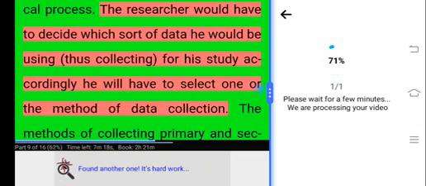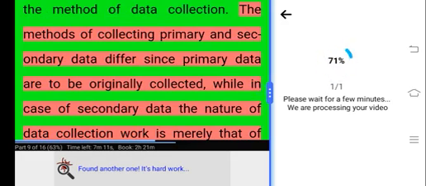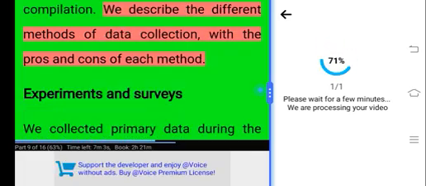The researcher has to decide which sort of data he would be using, thus collecting, for his study, and accordingly he will have to select one or the other method of data collection. The methods of collecting primary and secondary data differ since primary data are to be originally collected, while in case of secondary data the nature of data collection work is merely that of compilation. We describe the different methods of data collection, with the pros and cons of each method.